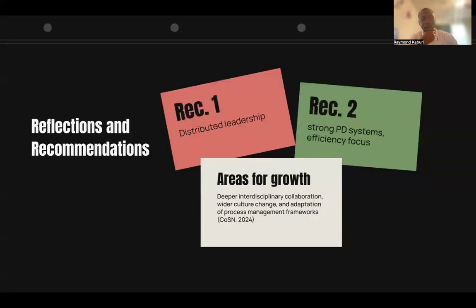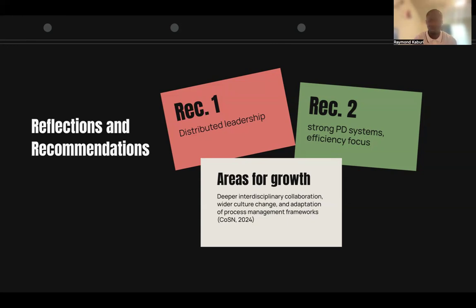Before we wrap up, I would like to talk about my reflections and recommendations. First and foremost, I am recommending distributed leadership. Everybody is contributing. There's collaboration, which is a good thing for science teaching and learning in the context of Ghana and, I think, globally as a whole. The second recommendation is that it brings strong professional development systems with an efficiency focus. So there is continuous professional development being organized because of this collaboration, because of identification and adaptation to dynamics in terms of technology. And that too will really help a lot.